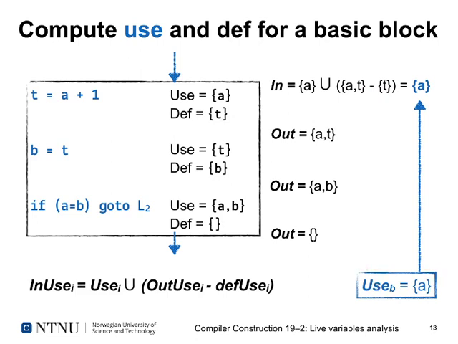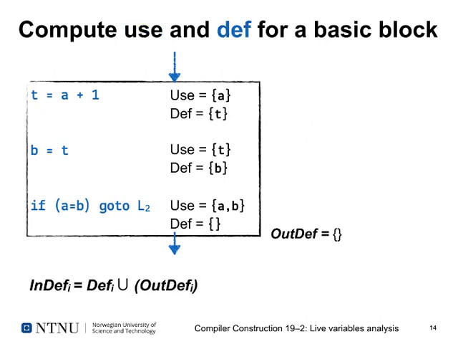Now we have determined the use set of our basic block. So in the next step, we are trying to determine the def set for our basic block. So we have this formula here: in def for our instruction is the defined variables in the instruction joined with the out def. And again, we start with an empty set out def here, and we go backwards through the instructions of the basic block. And so our out def was empty.